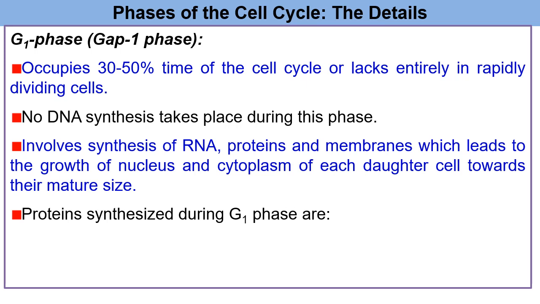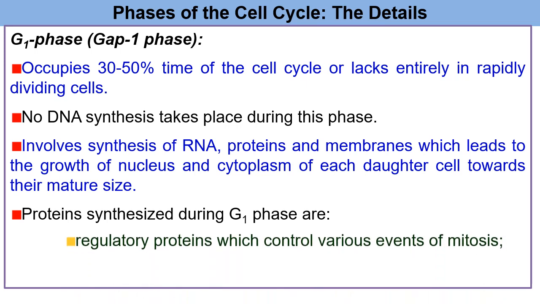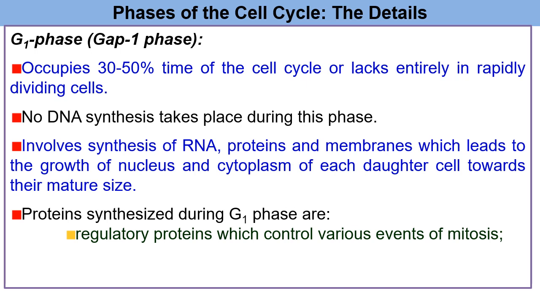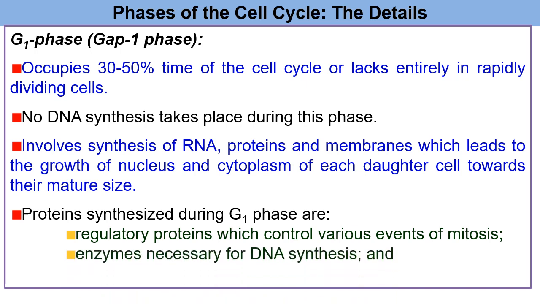So what are the proteins that are synthesized during the G1 phase? These are the regulatory proteins which control various events of mitosis. Now these regulatory proteins are very important and they play a very important role in regulating the cell cycle. We will be discussing these proteins in a separate presentation. The G1 phase also synthesizes the enzymes that are necessary for DNA synthesis. One very important enzyme is the DNA polymerase. And it also synthesizes the mitotic apparatus proteins such as tubulin.